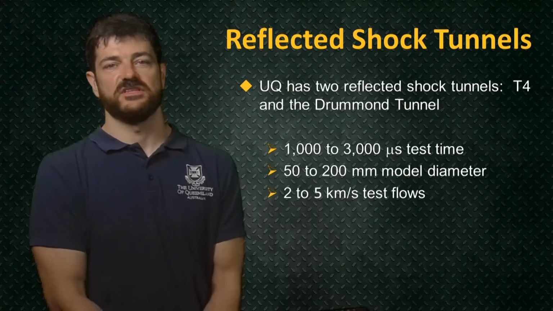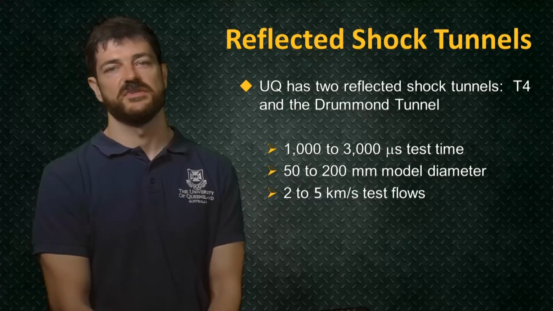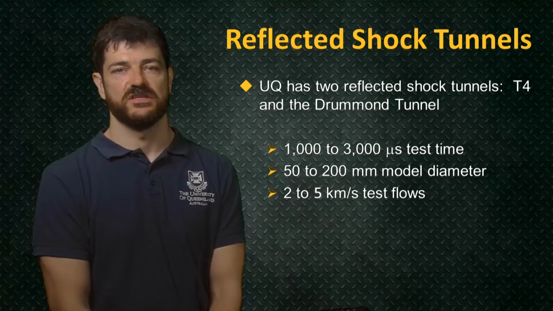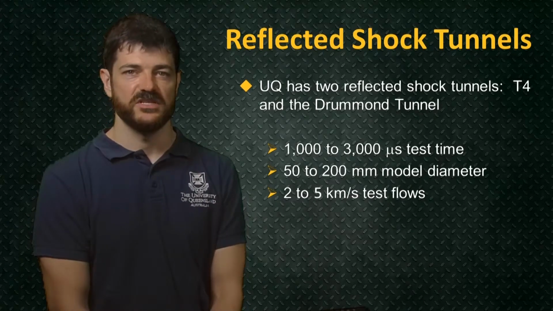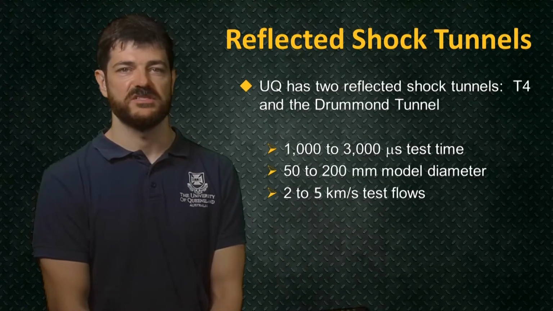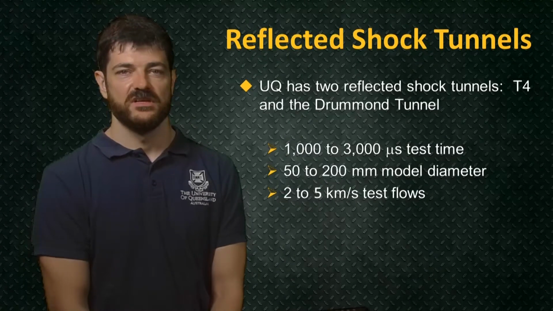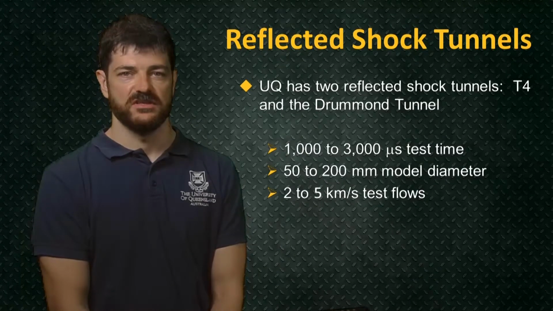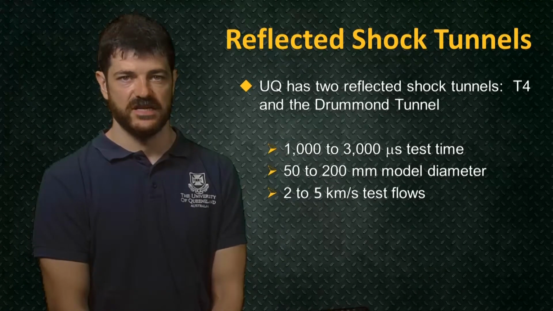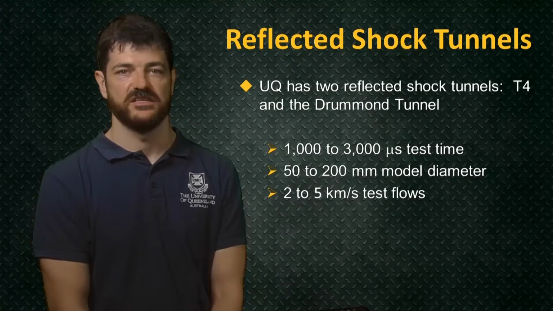Considering reflected shock tunnels, UQ has 2 of these, T4 and the Drummond Tunnel. Now, as we said before, these provide flows of up to 5 kilometers per second and test times up to about 3 milliseconds. The lower limits of these ranges are what the smaller Drummond Tunnel can achieve, and the upper limits can be achieved using the larger and higher performance T4 facility.